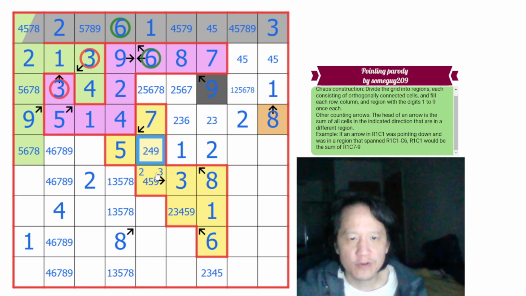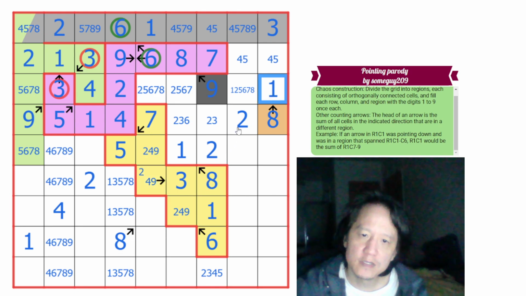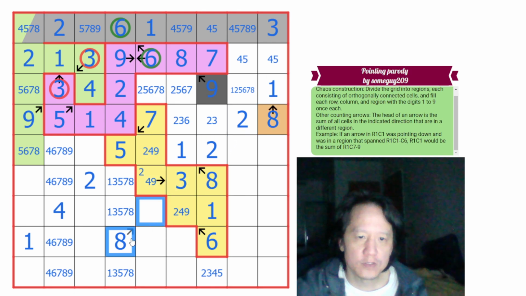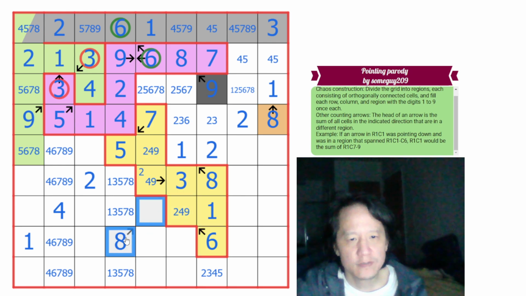This can't be 3 or 5. This can't be 5. This can't be 3 or 5. So we have a 2, 4, 9 triplet here. This only sees 2. This sees all of these. So these two are the same. We're going to make this light, I guess.